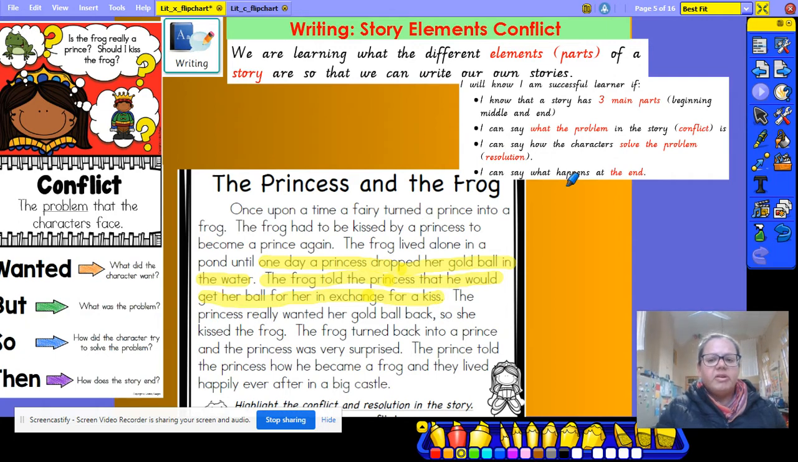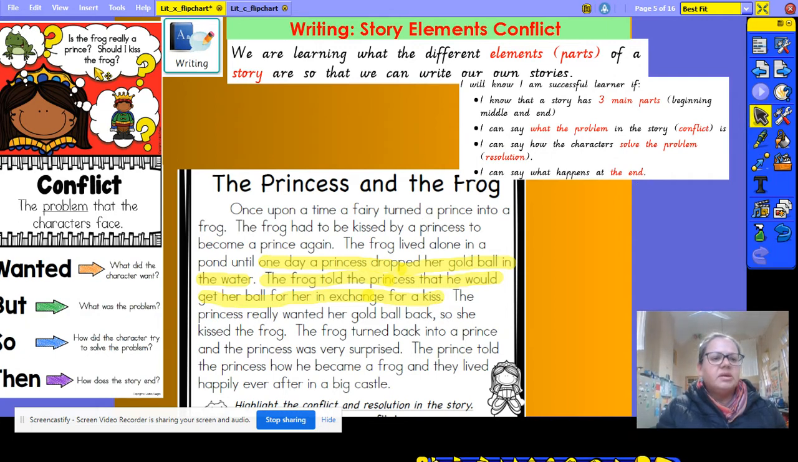If we look at our conflict poster here at the top, it says, the princess is thinking, is the frog really a prince, and should I kiss the frog? So she's thinking about that. She's a little bit conflicted about that. So that answered our question, what did the character want, but what was the problem?